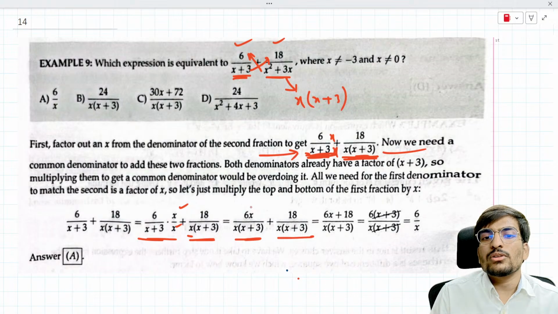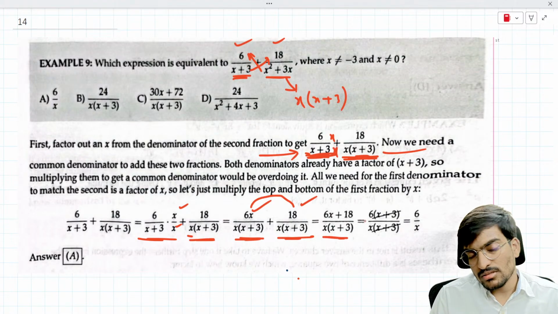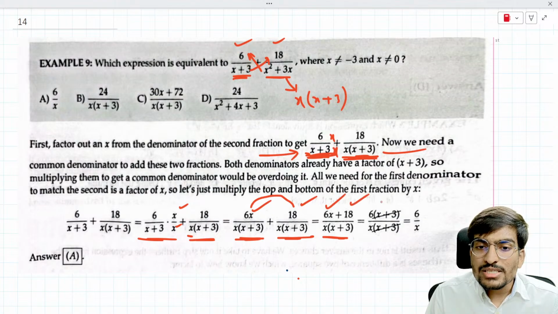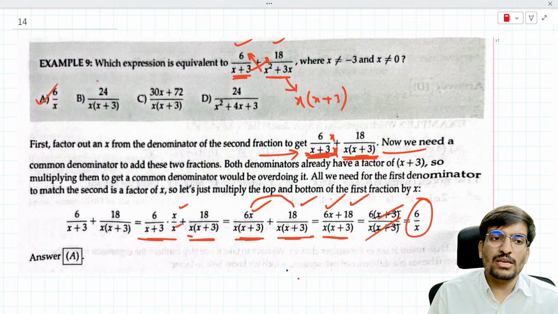So now what do you get? 6x plus 18 in the numerator, and x into x plus 3 in the denominator, same. Just add up in the numerator, and then take out 6 common in the numerator, x plus 3 out. You end up with 6 by x, option A. Remember this.